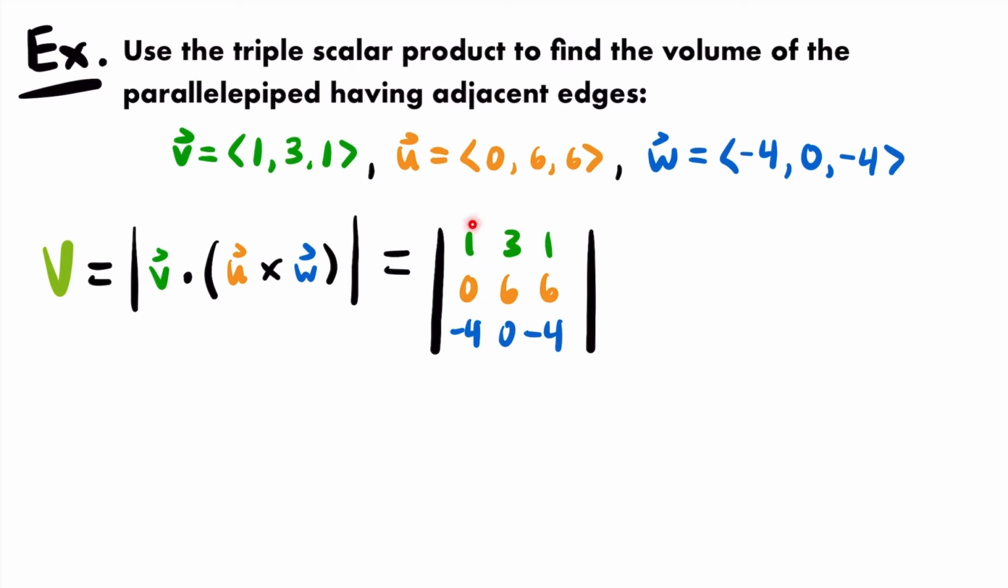Okay, this is using that shortcut method that I showed you at the beginning of this lesson. We can calculate a triple scalar product fairly quickly by just setting up a 3 by 3 matrix like we have here, and then taking its determinant.